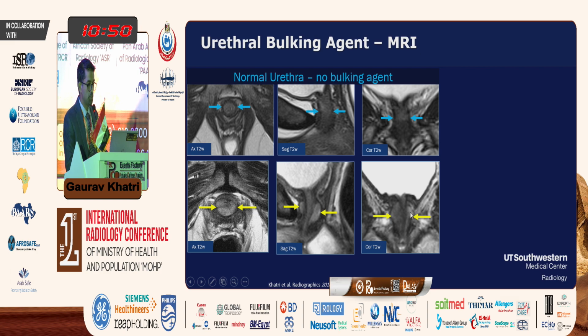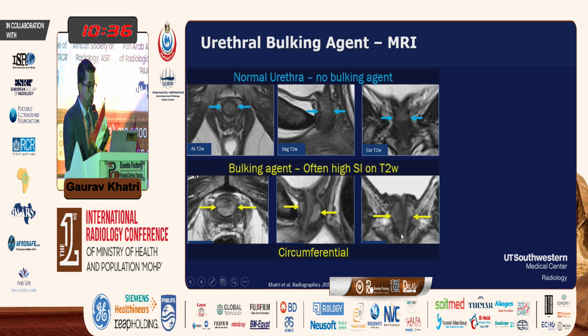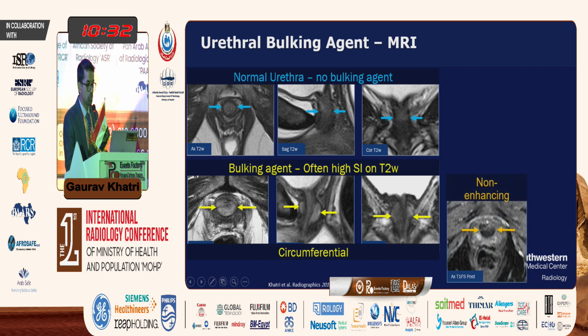And then on the coronal image, again, you can see the bulging of the outer wall of the urethra because of the installation of bulking agent surrounding the central lumen of the urethra. So this is what it should normally look like. Often it's high signal intensity on T2, and it should be circumferential around the urethral lumen. When you give contrast, it should not enhance because it's synthetic material.